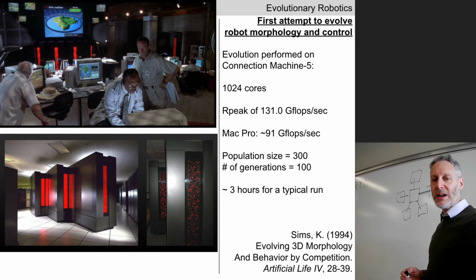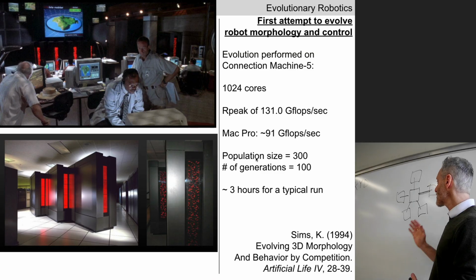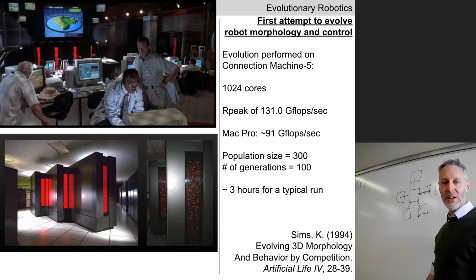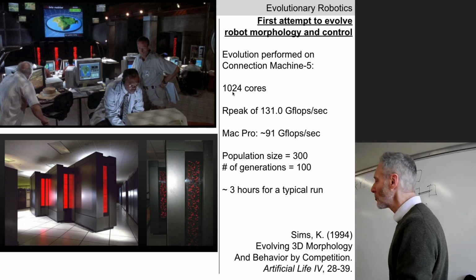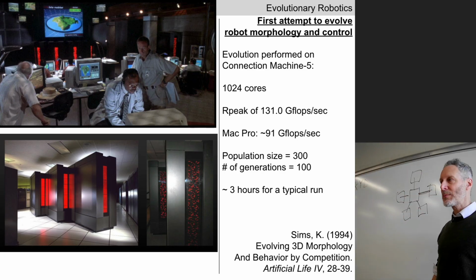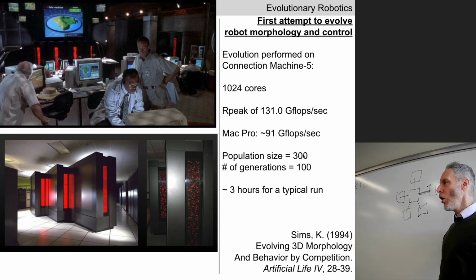Carl Sims created an evolutionary algorithm that had a population size of 300 and spread out those 300 simulations across these 1024 cores. I'm not sure why Carl didn't use a population size of 1024. That would have made more sense. I'm not sure. It might have had something to do with the detail of the hardware.